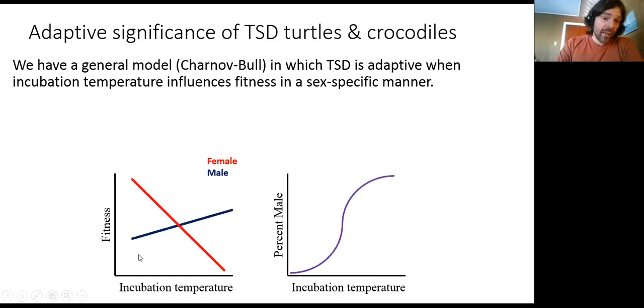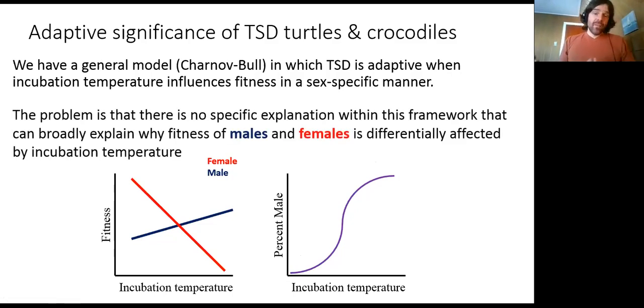You could have male fitness increasing weakly with temperature and female fitness decreasing radically with temperature. In that case, this temperature by sex reaction norm might be favored, where you have females produced at cool temperature and males produced at warm temperature. And so this is getting at what the problem is. We don't have a specific explanation within this Charnov-Bull framework that broadly explains why the fitness of males and females is differentially affected by incubation temperature.